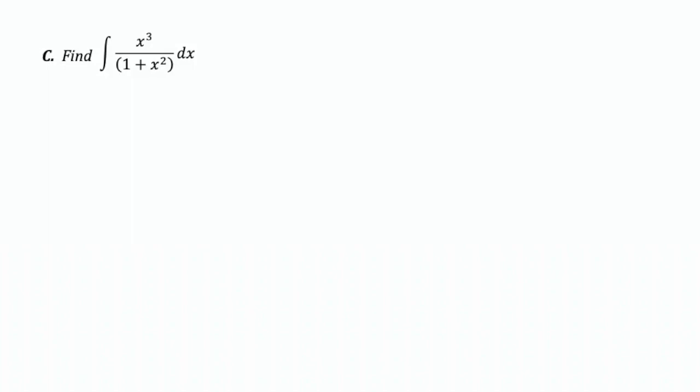We begin the next example by checking to see whether we have a proper or improper fraction. In this case, the degree of the denominator is 2, and the degree of the numerator is in fact higher, it's 3. So this is our first example of an improper fraction.